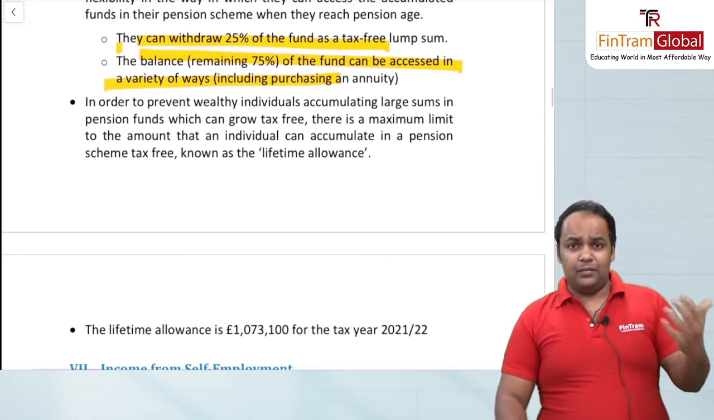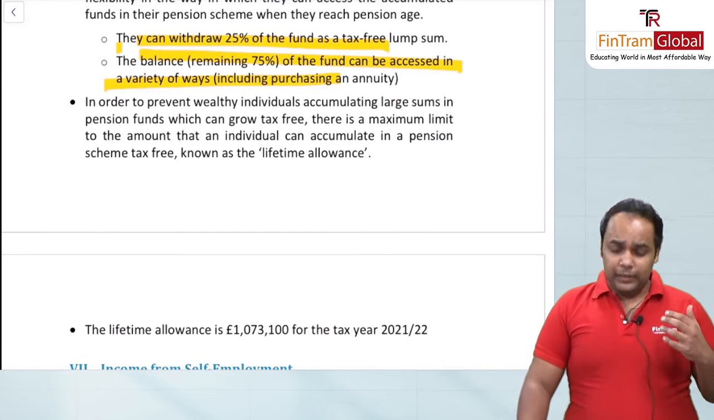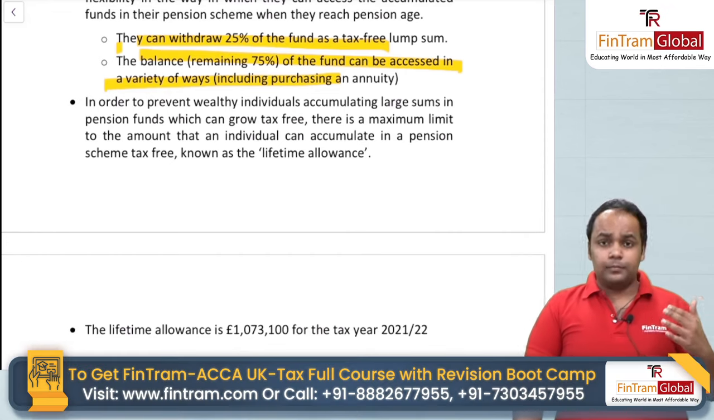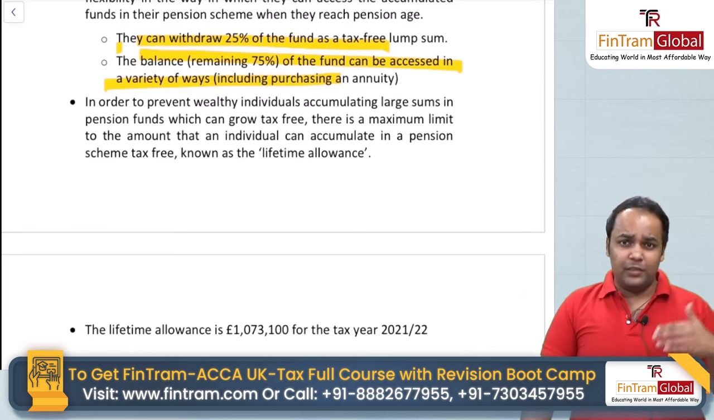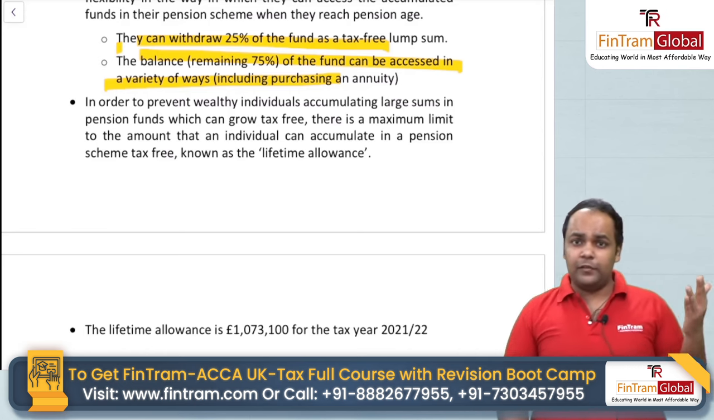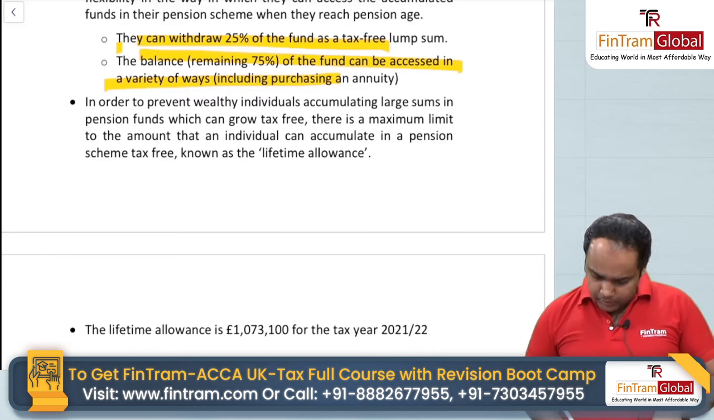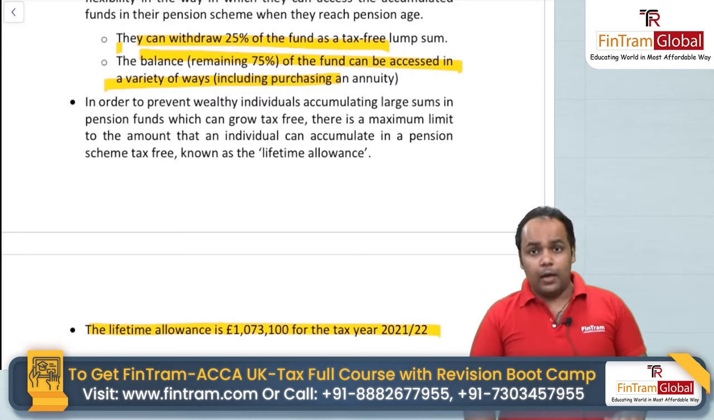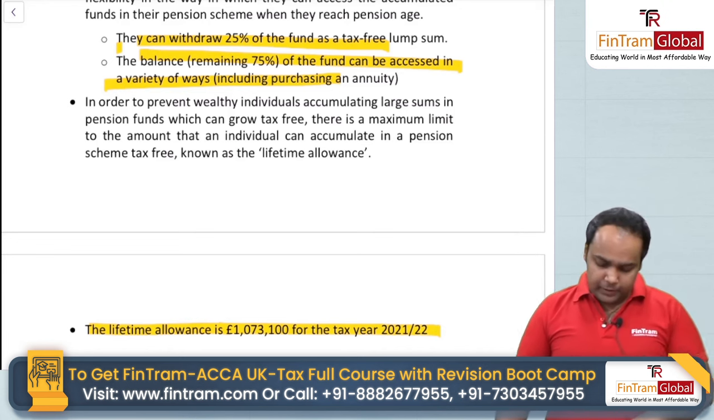Now, there's a lifetime allowance on the amount of tax-free sums that you can put in a pension fund. This is to disallow wealthy individuals from having their income grow tax-free. The lifetime allowance is 1.073 million pounds. If the fund is more than that, there will have to be tax paid on this.